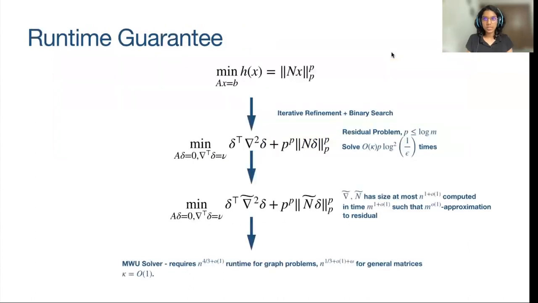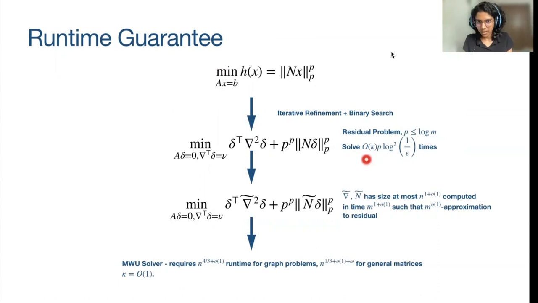So combining all of this together, we had started with an LP norm problem. We reduced it to a smooth p-norm problem. And if p was large, we further reduced it to a smooth log m norm problem. Then we used one of our sparsification routines to get a smaller problem. And after that, we used our multiplicative weight update solver, which only required n to the 4/3 runtime for graph problems.